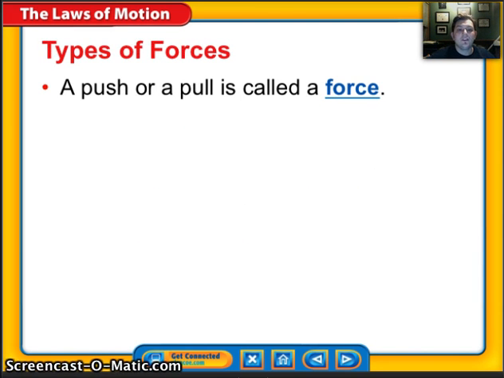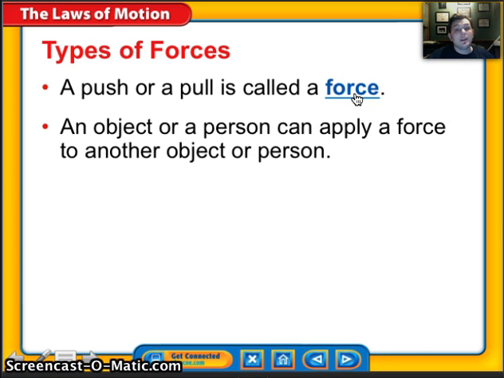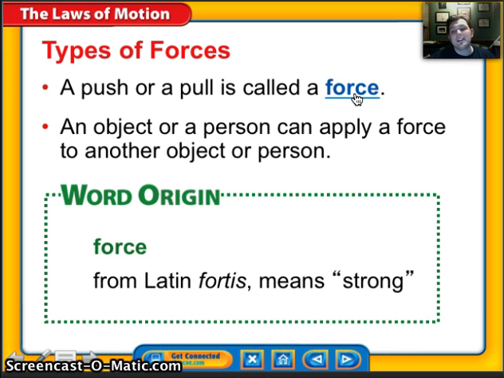All right, so the first word you have here is force. A push or a pull on an object. So push or pull an object's force. So an object or a person can apply a force to another object or a person. Okay? This comes from the Latin word fortis, which means strong. So you're applying force all the time when you're pushing or pulling on an object.